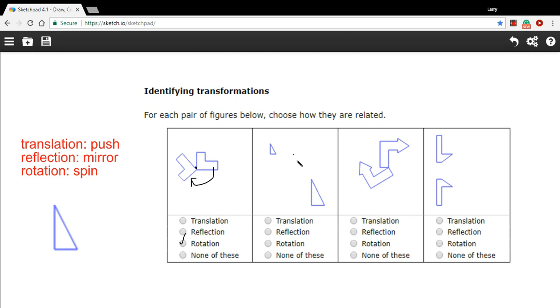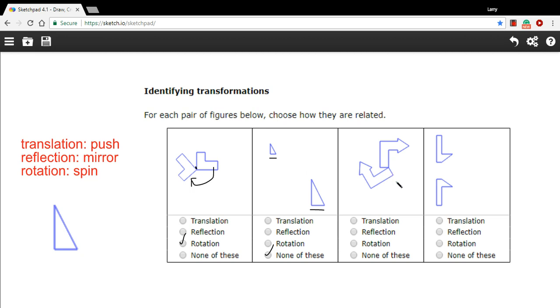Let's look at this next one. It looks like this could be a translation because it's moved away, but it's pointing in the same direction. However, these are not the same size. So this is not a translation, a reflection, or a rotation. It's none of these. This is something called a dilation, but we'll learn more about that later.